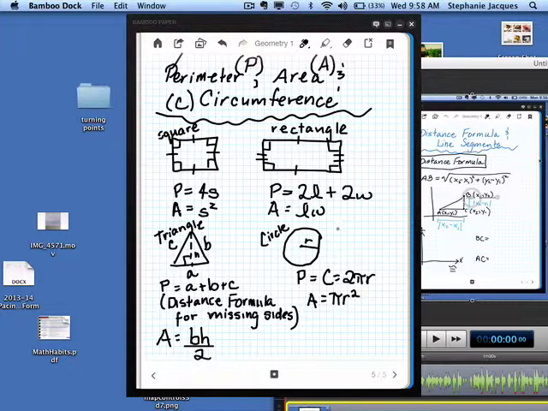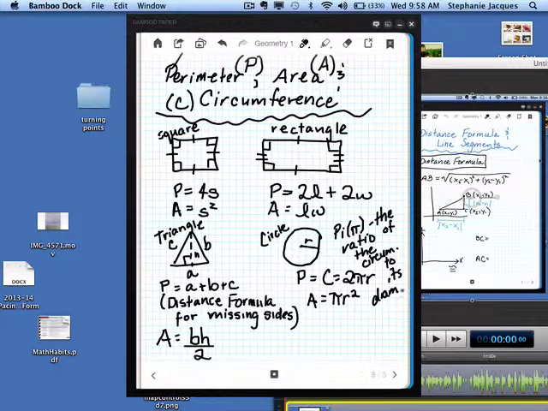And let's talk about pi a little bit. Pi, and here's the symbol for pi, is actually the ratio, which is the fraction, the ratio of the circumference to its diameter. So that's how they came up with that. They started dividing the circumference and the diameter, circumference and diameter, and they came up with that pi formula.